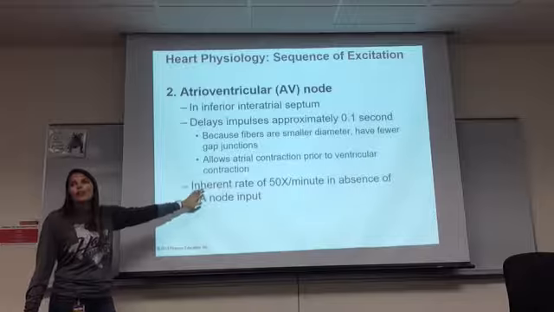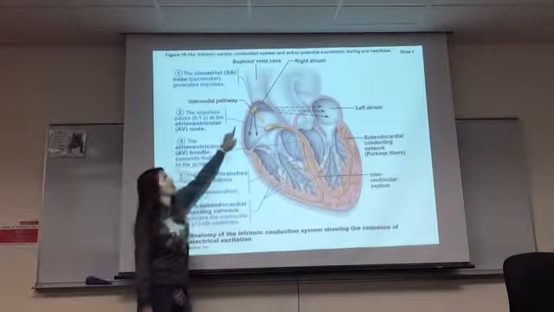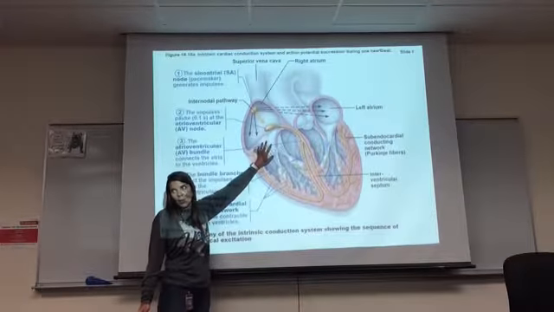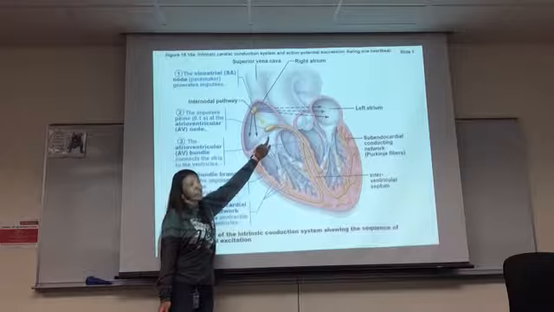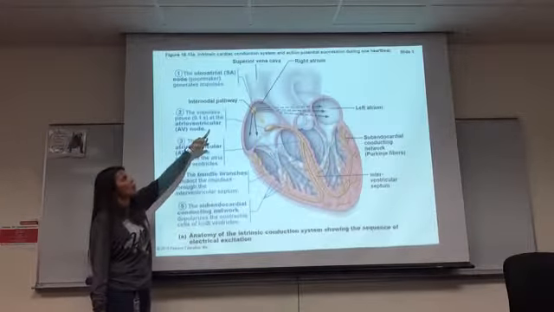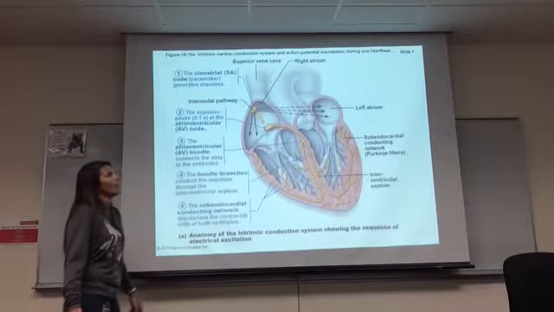In the event your sinoatrial node fails, I'm going to go back real quick. If this fails, this will take over. You'll have a weaker heart rate, but it'll still keep you alive. Okay? If this fails, we have an issue. So when it's talking about sinoatrial node and then atrioventricular node, that's what it's referencing there.